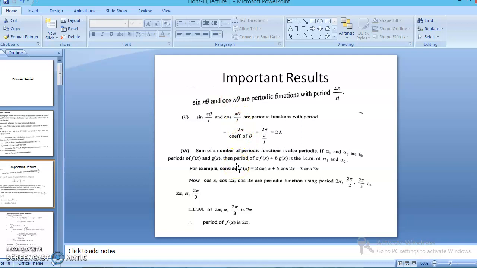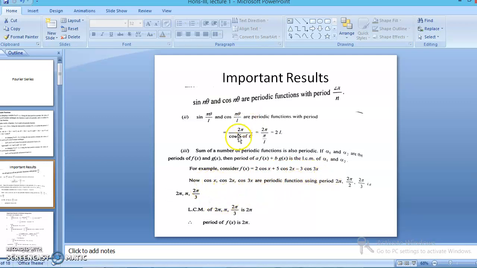The next important result is that the sum of a number of periodic functions is also a periodic function. If alpha 1 and alpha 2 are periods of two functions, say f(x) and g(x), then the period of the function a f(x) plus b g(x), where a and b are constants, is the LCM of alpha 1 and alpha 2. For example, we have a function 2 cos x plus 5 cos 2x minus 3 cos 3x.